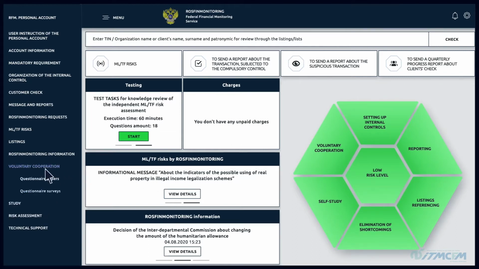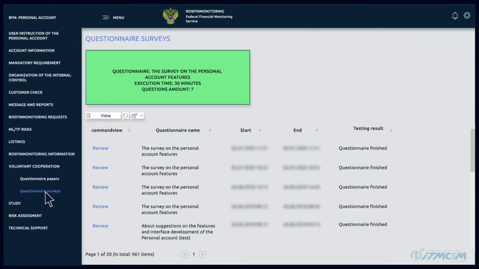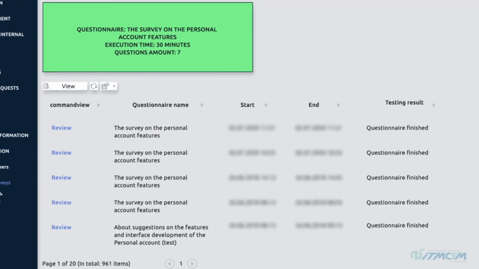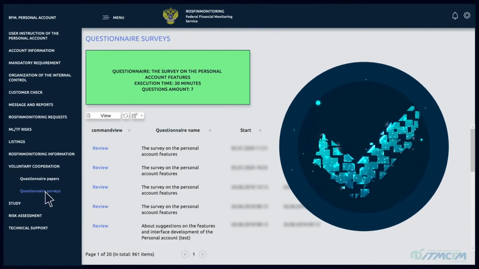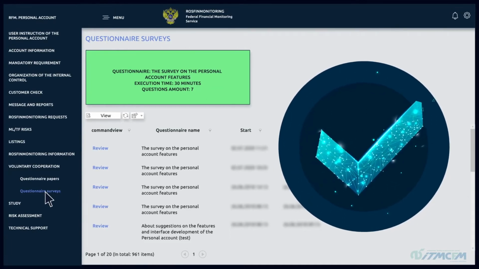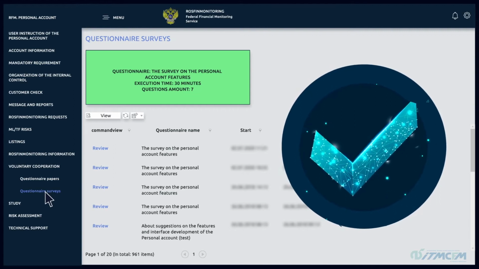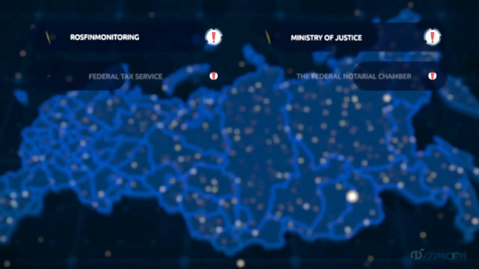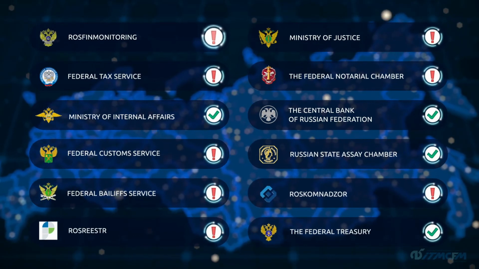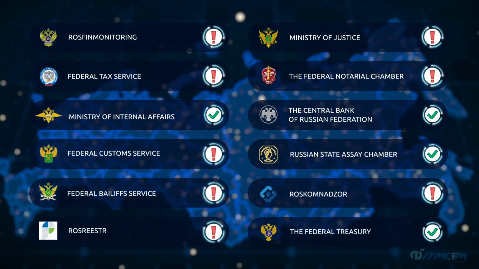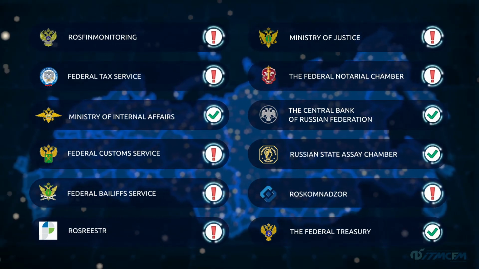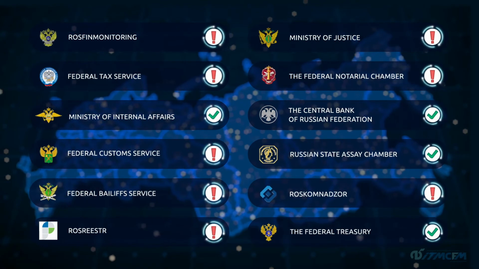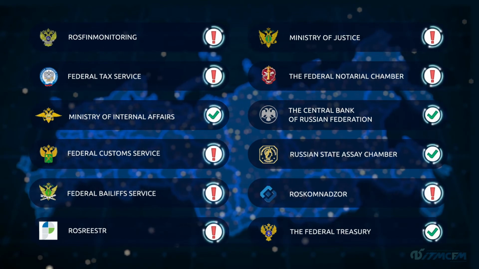Questionnaire surveys conducted via Personal Account allow ROSFin Monitoring to obtain additional information about the subject of primary financial monitoring and the sector in which it operates. Such interaction is appreciated by ROSFin Monitoring, as it indicates the desire of the subject to interact on issues of compliance with mandatory requirements. If risk factors are detected in the course of customer due diligence procedures using databases of other agencies, it is necessary to request additional information from the client, including the source of origin of funds, and conduct a more in-depth analysis of its activities.